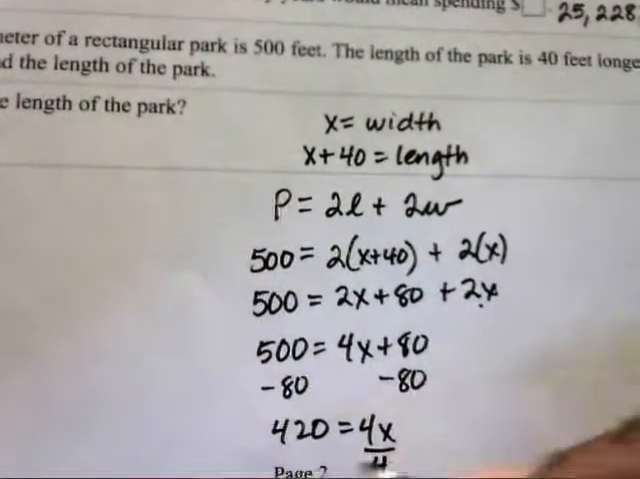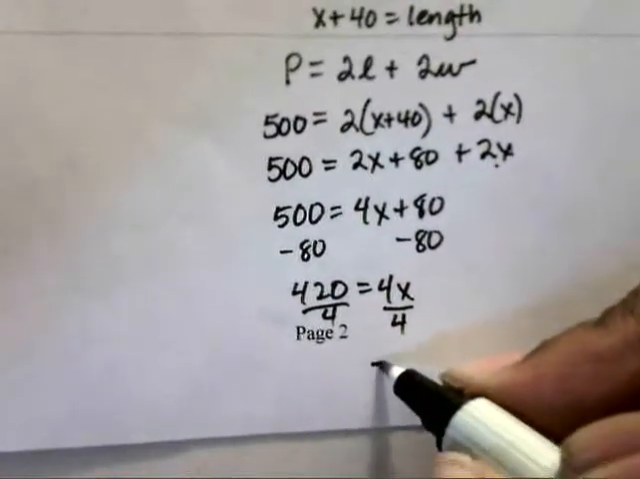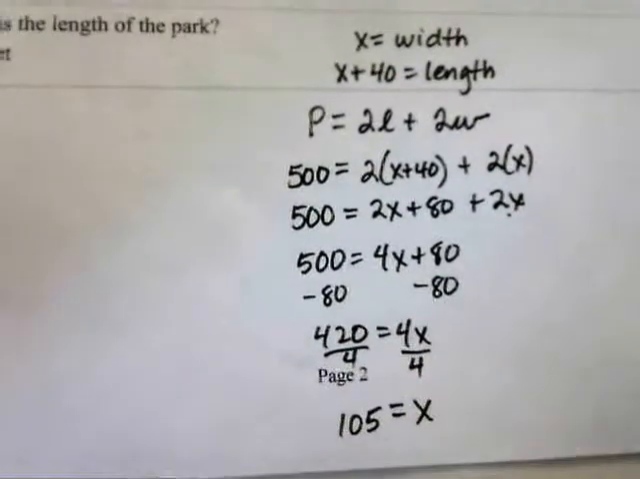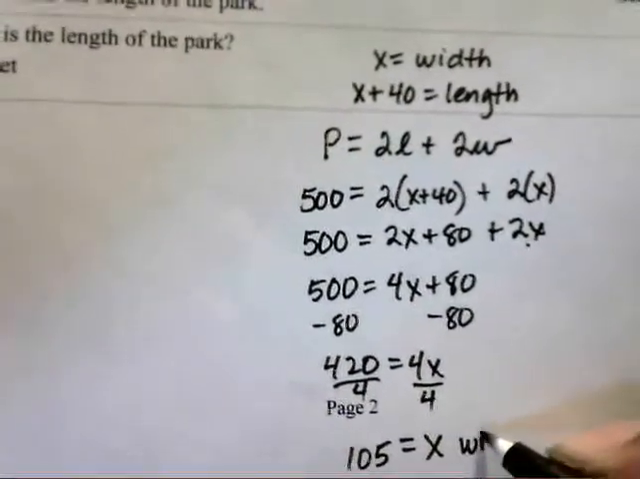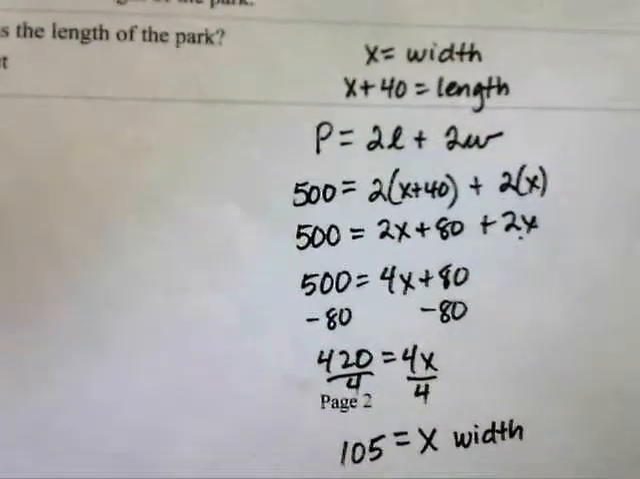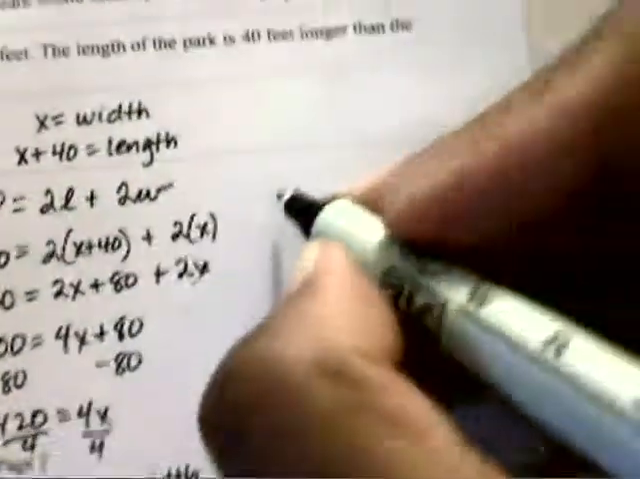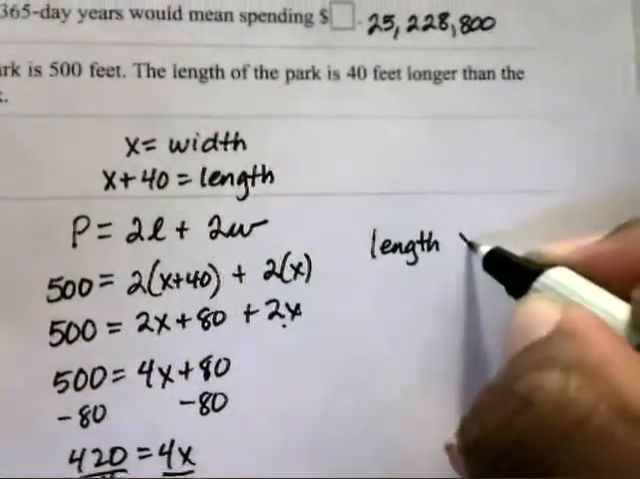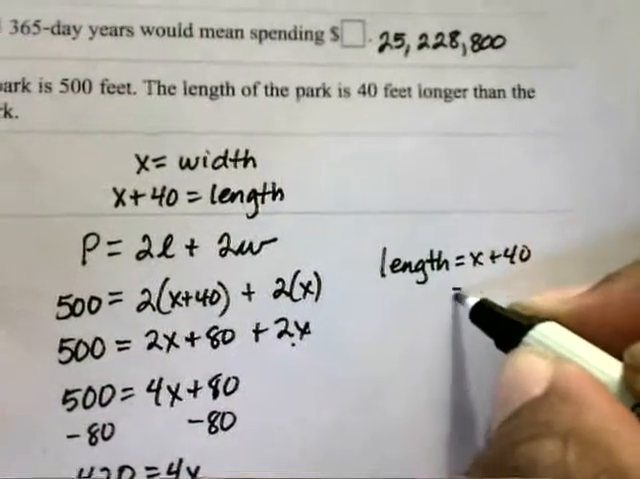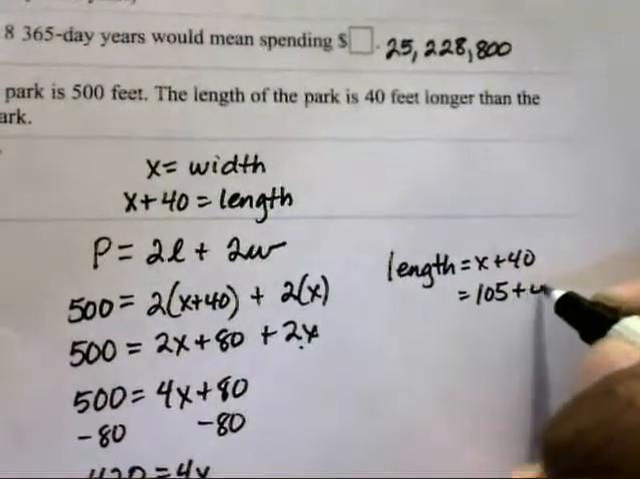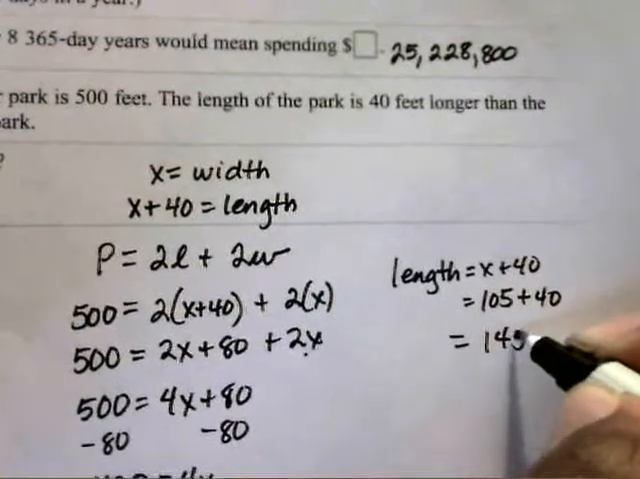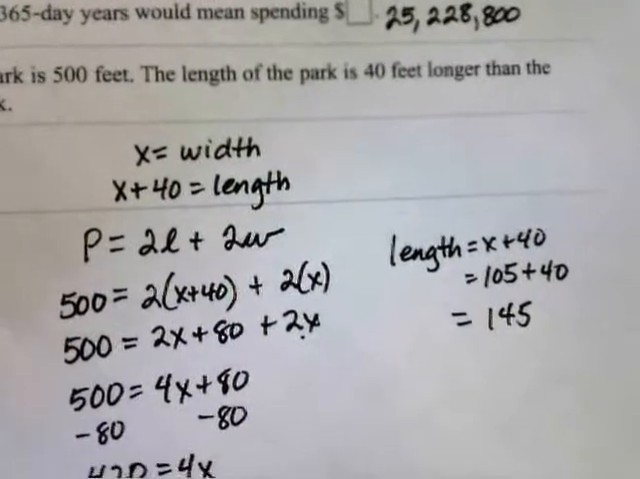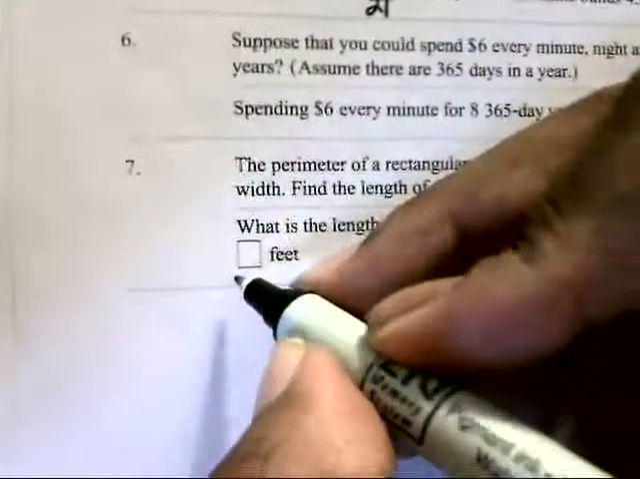and divide by 4 to get x is equal to, let's see, 105. So we know that the width, because we're letting x be the width, is 105. Now to find out what the length is, that's represented by x plus 40, which is 105 plus 40, or 145. So here, the length of that park is 145 feet.